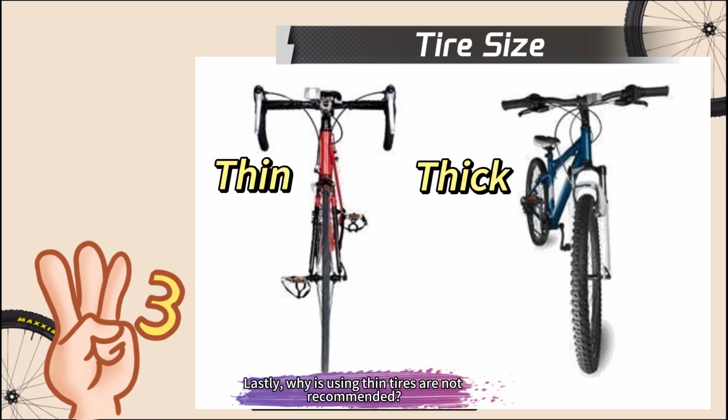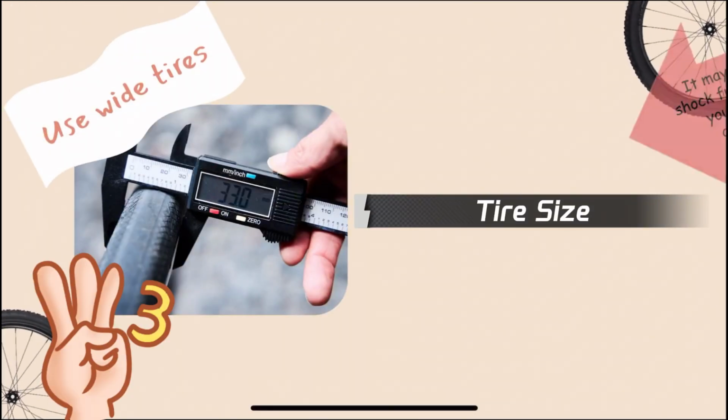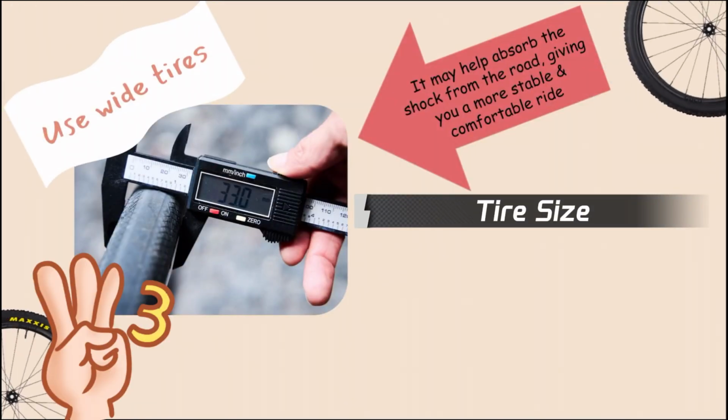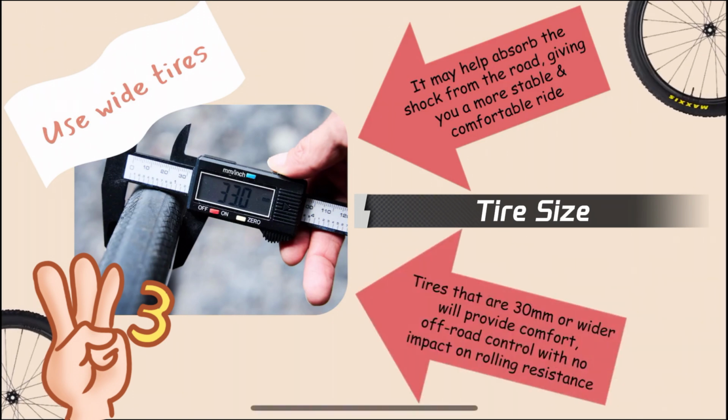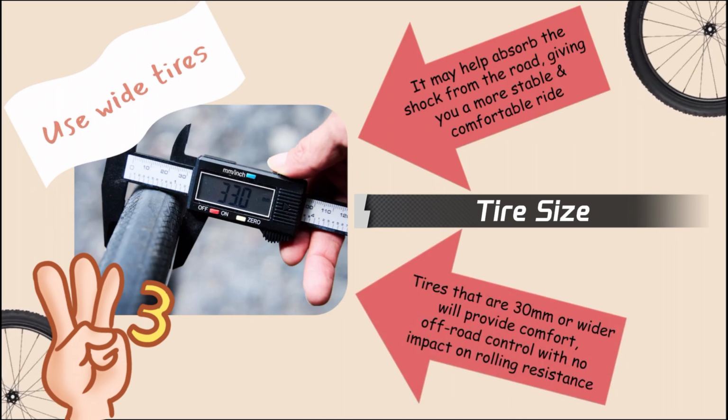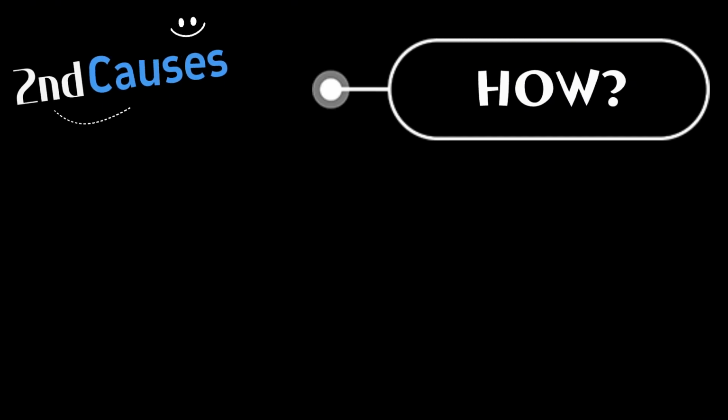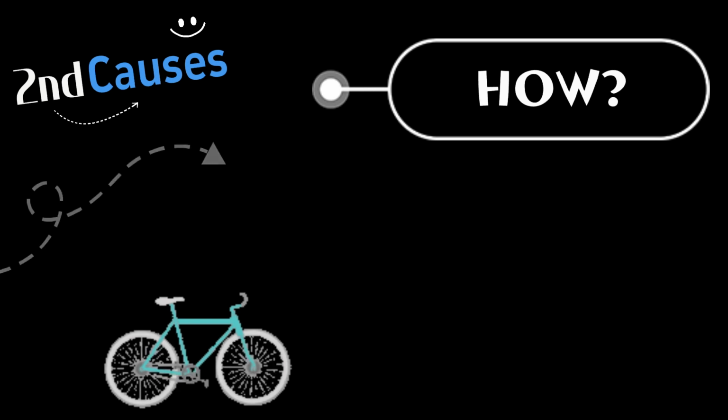Lastly, why is using thin tires not recommended? Wide tires can help you absorb the shock from the road, giving you a more stable and comfortable ride. So, using tires that are 30mm or wider will provide you comfort and off-road control with no impact on rolling resistance.